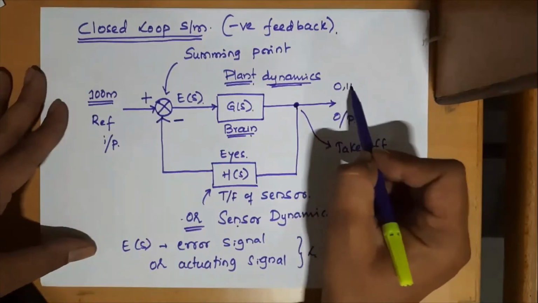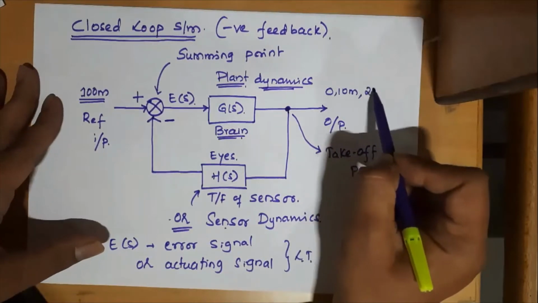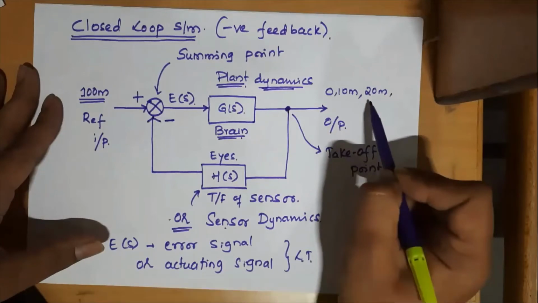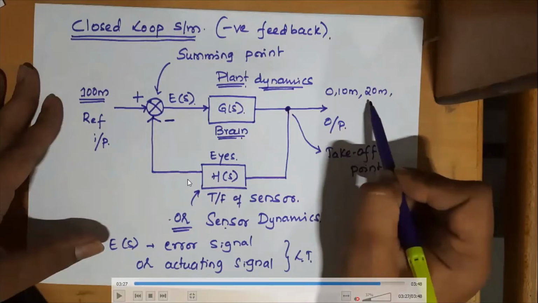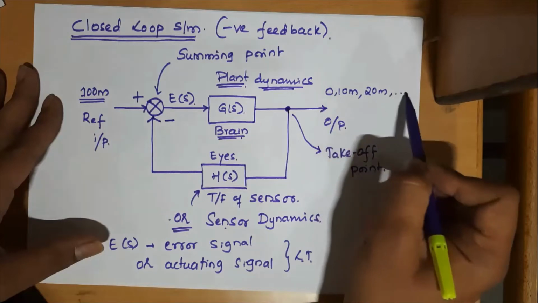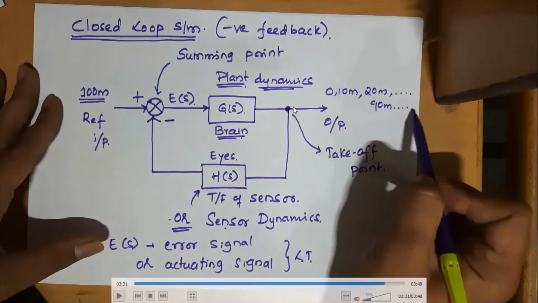So initially it was 0. Then after some time it is 10 meters. After some time it is 20 meters. Fine. So you're covering the distance. So 20 meters. When you reach the 20-meter distance, your eyes will send some information saying that you have covered 20 meters. So 100 minus 20, so 80 meters. So the actuating signal required to cover the remaining 80 meters is generated. So it goes on like this, and you will eventually reach, say, the final point.